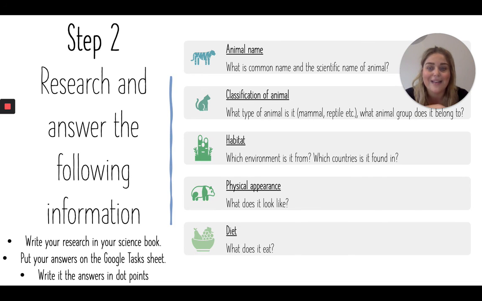So that is step 2, and that is your task for today. So you're choosing your animal, and then you're finding out some general information about it. If you have any questions, please let me know.